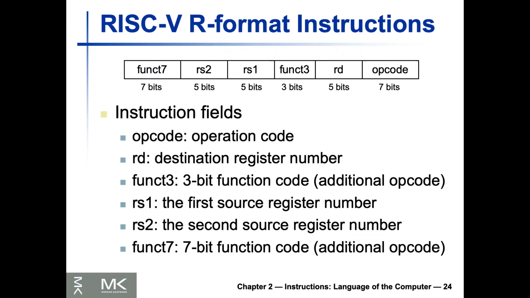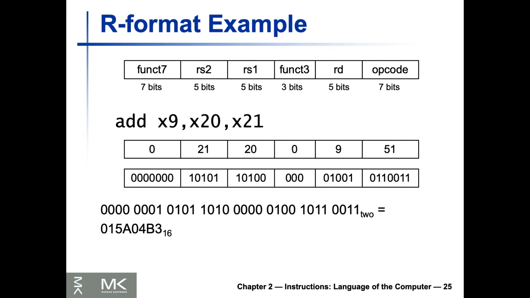So let's see an example here. We wanted to represent an add instruction, right? X9, X20, and X21. By just looking at the assembly, which is the add, you're going to understand that X20 and X21 are the sources, the first source and the second source. So you can just fill that up easily. You can just put it on this line.